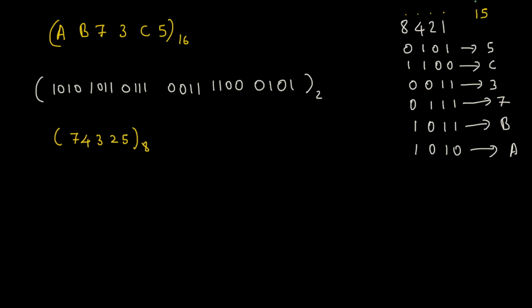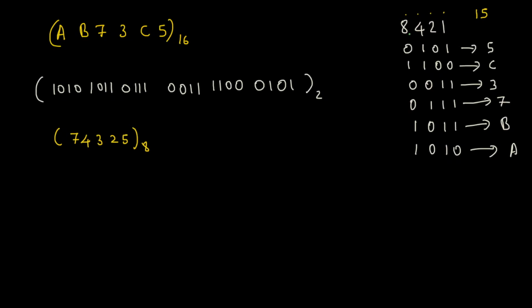Hexadecimal goes up to 15 only, it doesn't go to 16. For the octal, it goes up to 7 only, it doesn't go to 8. For the decimal, it goes up to 9 only, it doesn't go to 10. So it's always 1 less than the base. Here the base is 8, so it's going to be 1 less than that.